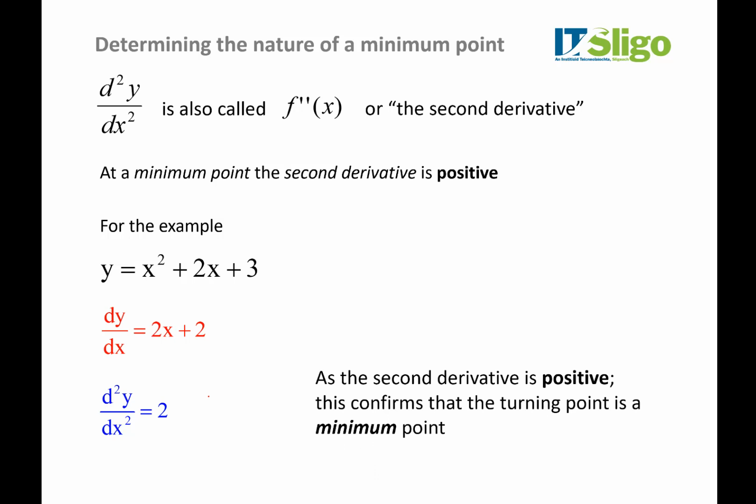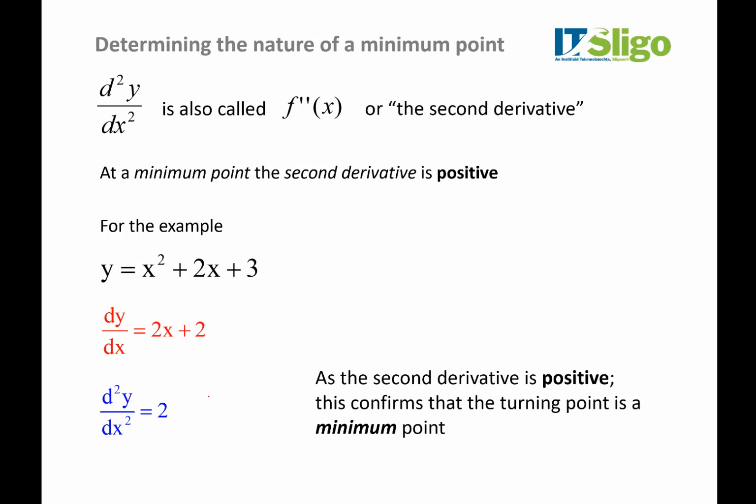As the second derivative is positive, this confirms our turning point is a minimum point. So we don't need any analysis. We don't need to go, oh, it's a smiley curve. Now that always helps, but this is kind of the definitive acid test. What does the second derivative say? If your second derivative is positive, we're dealing with a minimum point, and then as we'll see on the next slide, if the second derivative is negative, we're dealing with a maximum point.